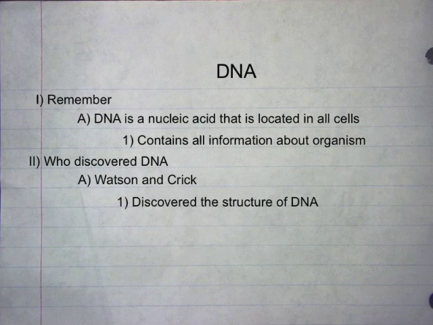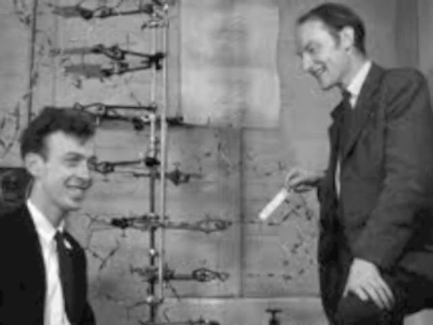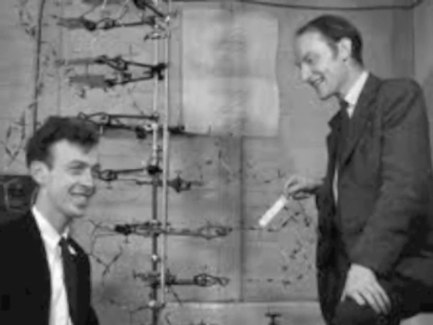Who discovered DNA? Watson and Crick discovered the structure of DNA. Watson and Crick were two scientists at Oxford University who, with the help of radio technology, were able to discover the shape of DNA in its double helix form. From there, they were able to pinpoint and understand the base pairings of DNA and how this complex molecule works.